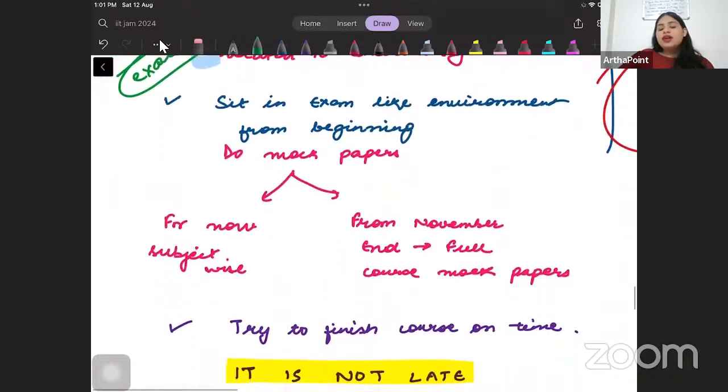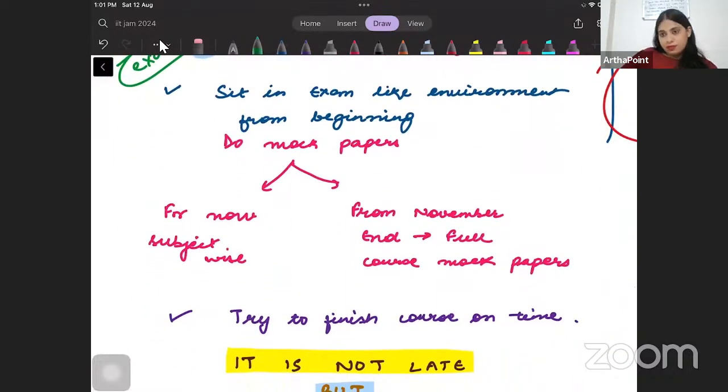You have to sit in an exam-like environment from the beginning. I know a very, very intelligent student who was super active in class and was not able to perform well in IIT because of a panic-like situation. Why do you panic? You can only panic if you don't sit in an exam-like environment from the beginning.